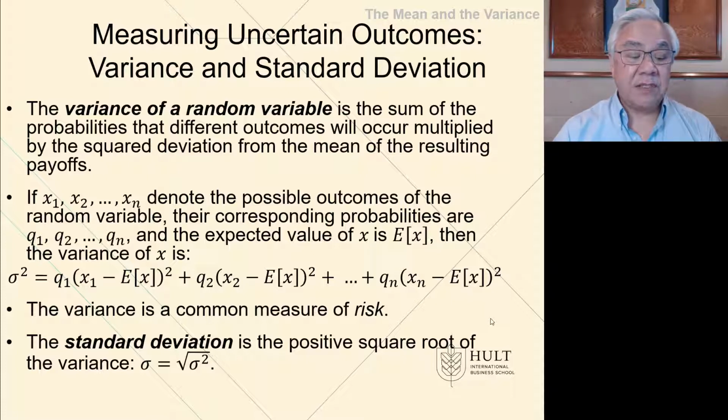The variance equals the probability times that specific outcome minus the expected value, squared. And we do that for each of the various outcomes, and when you sum those together, we get a variance. The standard deviation is the square root of the variance.